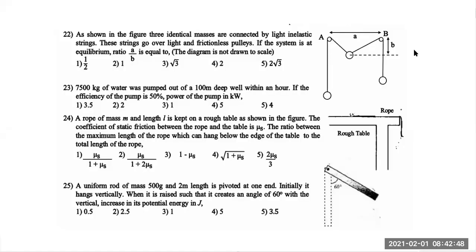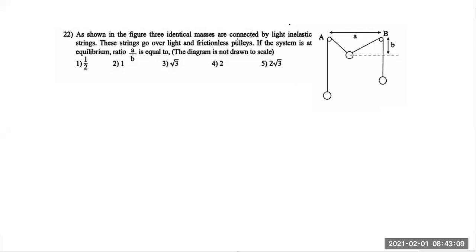Fine, let's move on to the 22nd question. What is this? As shown in the figure, three identical masses are connected by light inelastic strings. If these strings go over light and frictionless pulleys, if the system is at equilibrium, ratio A divided by B is equal to.